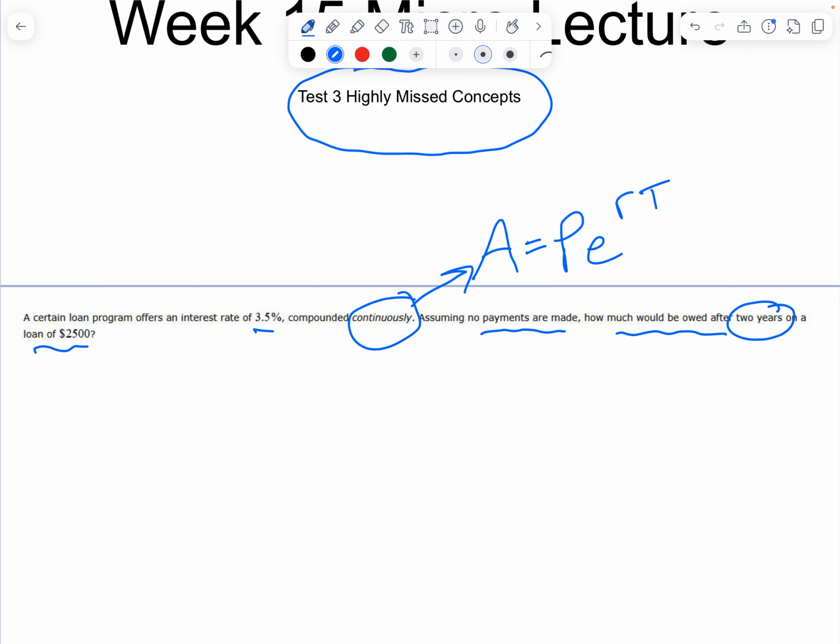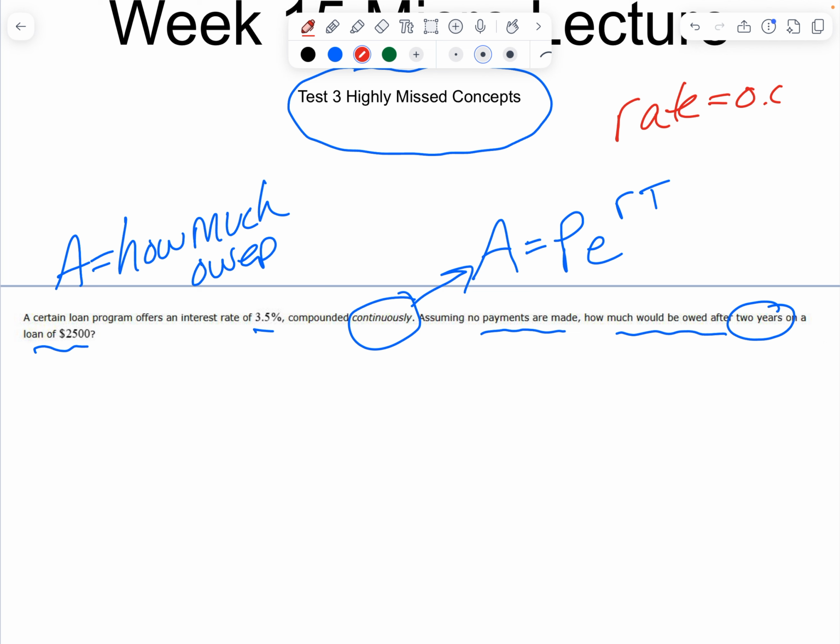How much would be owed would be your A. How much owed, and that's what we're looking for. Now your rate, your R, is going to be 0.035. Remember, in these formulas, you always want to convert your percentages to a decimal. Your time is going to be 2 years. And then E is on your calculator.